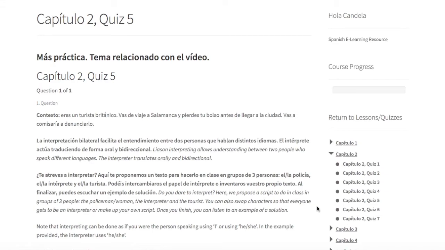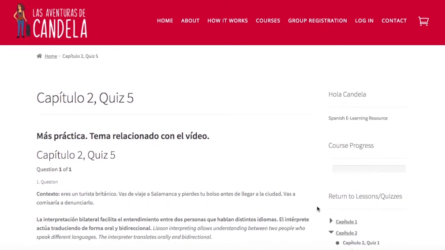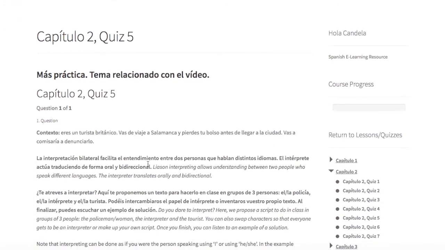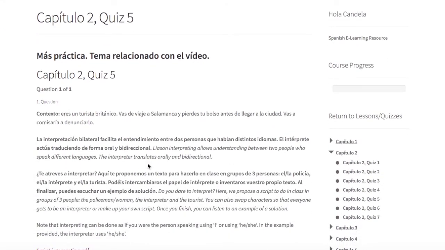Even though most episodes have similar exercises, sometimes some episodes give room for a bit more creativity. For example, in episode 2, quiz 5, we propose an interpreting exercise. In the episode, Candela goes to the police station to report that her bag has been stolen. In there, she finds an interpreter and she's translating the conversation between the policeman and her.